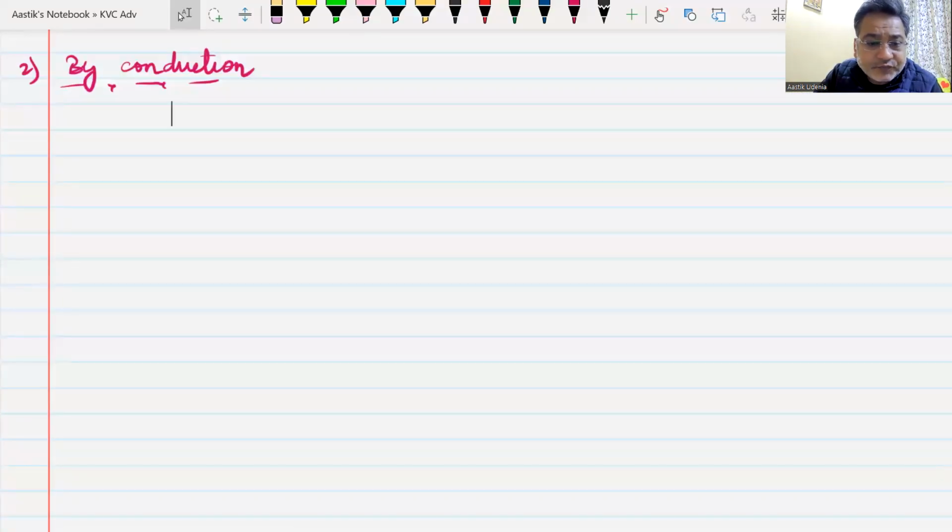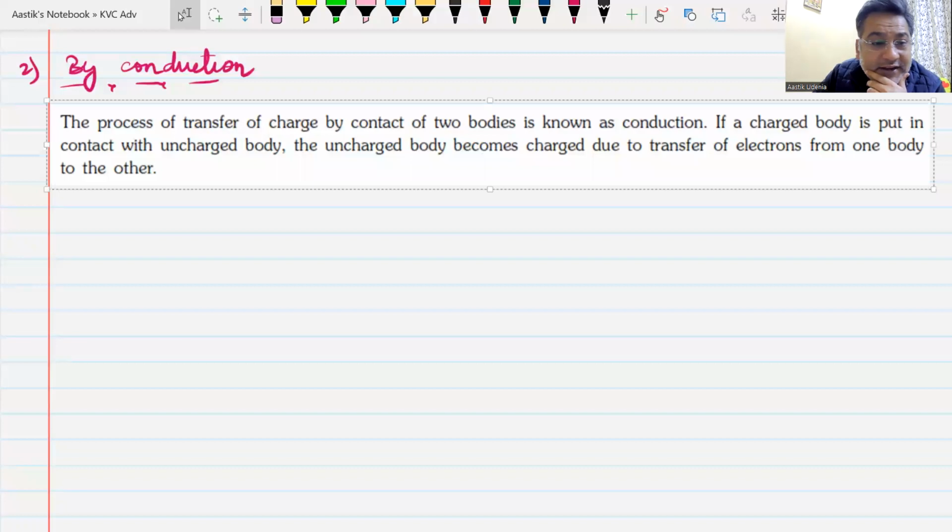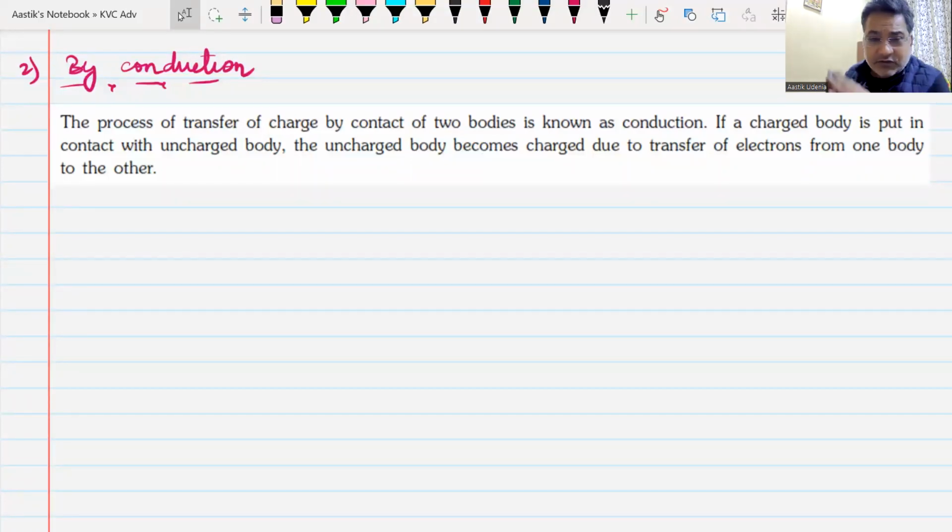Two bodies are brought in contact with each other. One of them must be charged. Remember, one of the bodies must be charged. If the two bodies are neutral, nothing will happen. Then if you bring a charged body in contact with an uncharged body, what will happen? Electrons will get transferred from one body to the other. This process of charging a body by contact is known as charging by conduction.